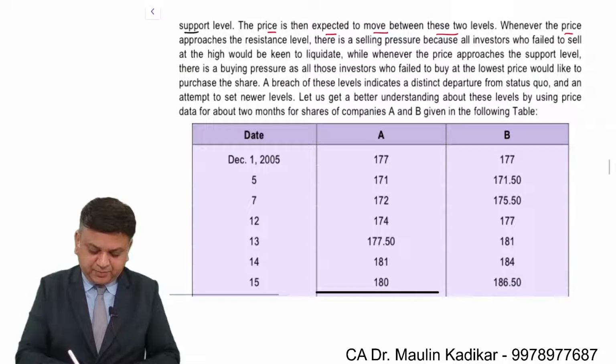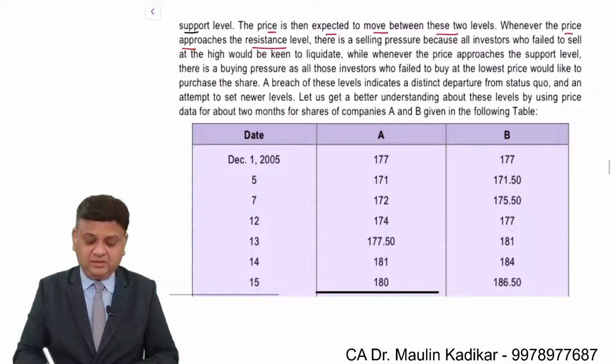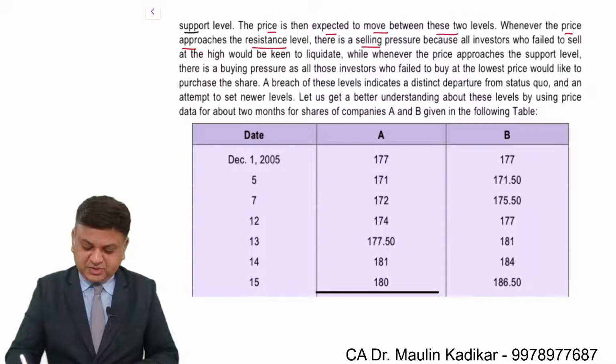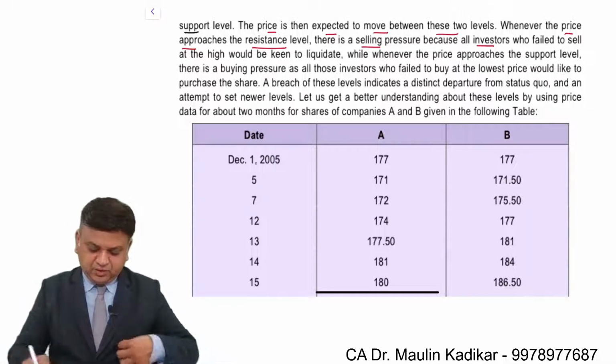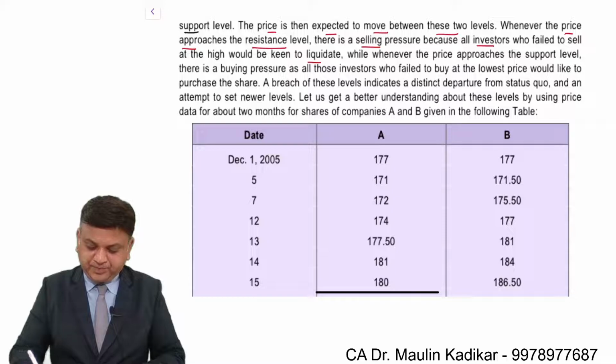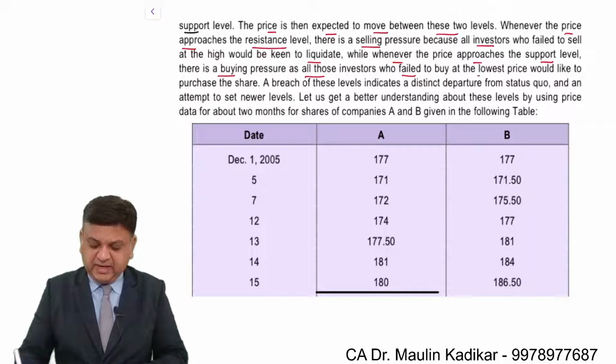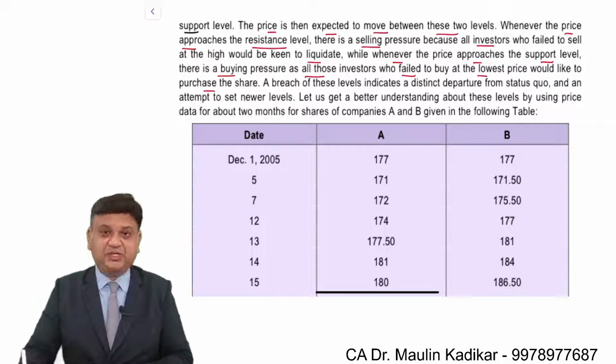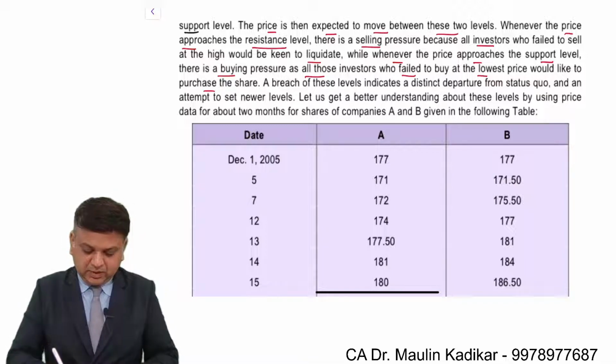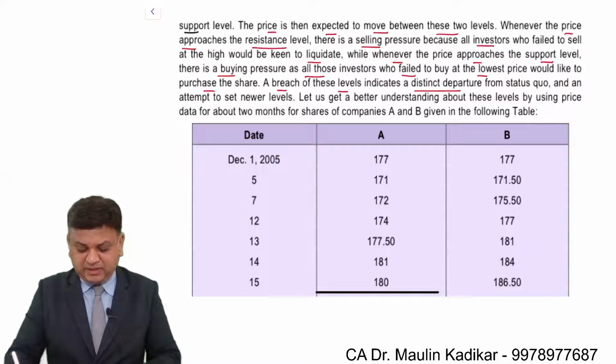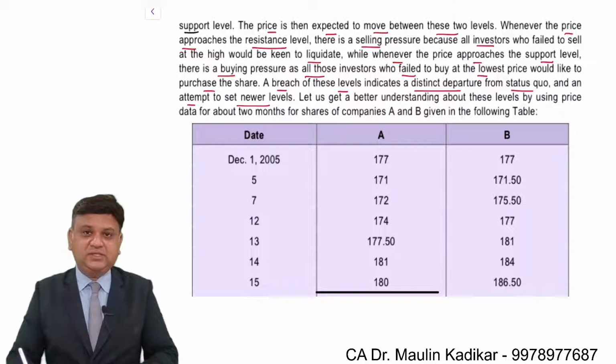Whenever the price approaches the resistance level, there is a selling pressure because all investors who failed to sell at a high level would be keen to liquidate. Whenever the price approaches the support level, there is a buying pressure as all those investors who failed to buy at the lowest level would purchase the share. A breach of these levels indicates a distinct departure from the status quo and attempts to set newer levels.